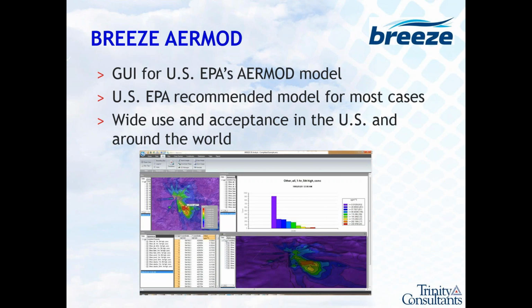BREEZE AERMOD, if you're not familiar, is a graphical user interface for US EPA's AERMOD model. AERMOD is the US EPA recommended model for most situations, and it has very wide use and acceptance in the US and around the world. As a result of that, it has active scientific development from US EPA, and then on our end, we have the graphical user interface that makes that model much easier to use, that we're also continually improving, as you'll see here.